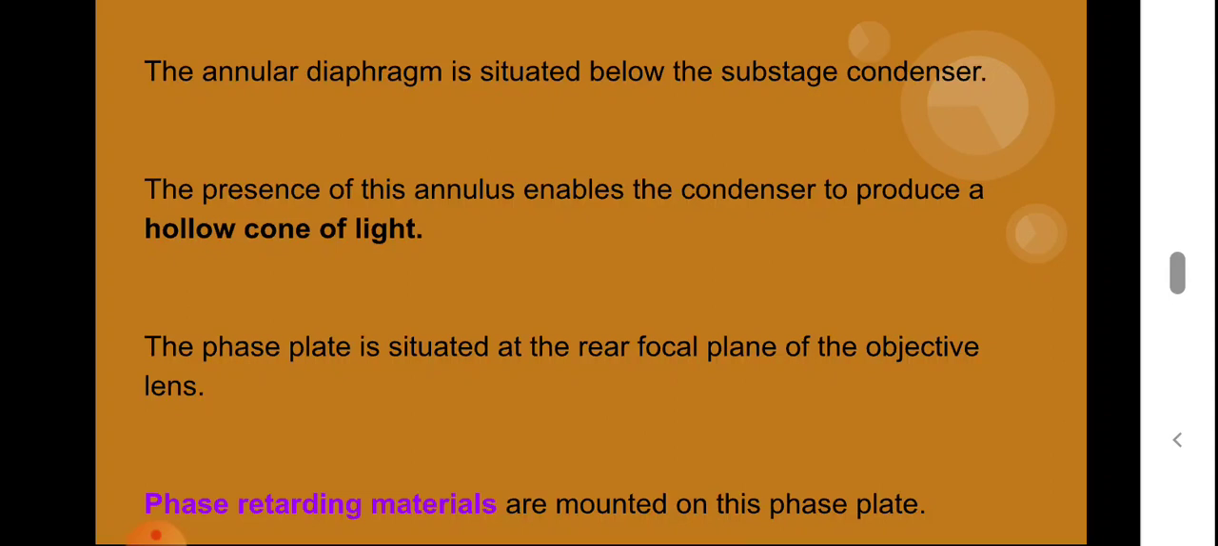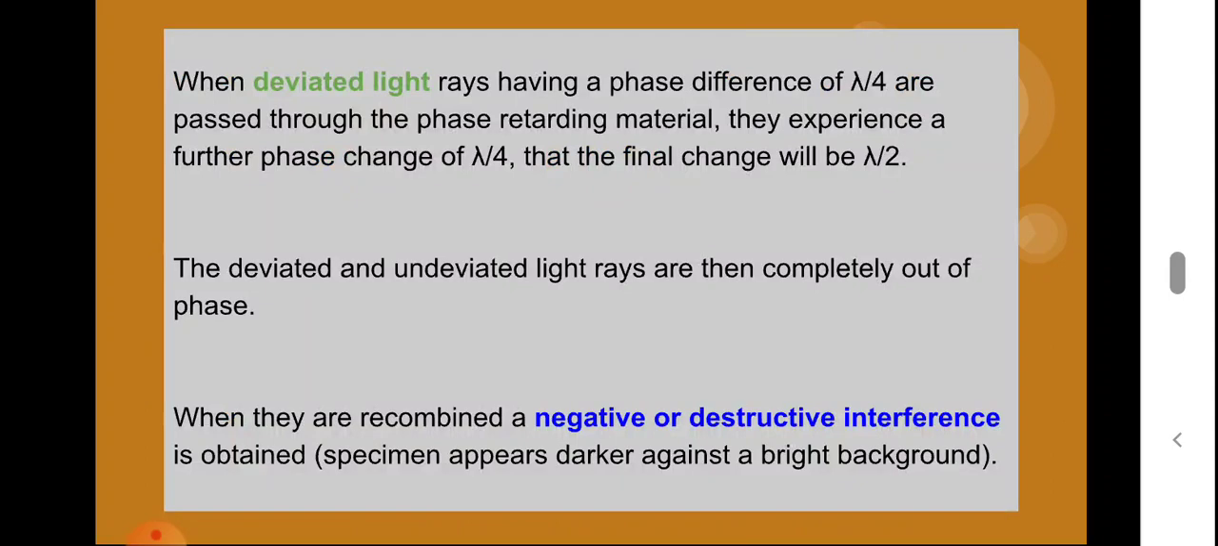So these are the two components added in the phase contrast microscope: the annular diaphragm below the substage condenser and the phase plate in the rear focal plane of the objective lens. So two cases we need to consider: when deviated light is passed through the material and when undeviated light is passed through the material. That is, when deviated light rays from the material pass through the objective lens, and when undeviated light rays from the specimen pass through the objective lens.